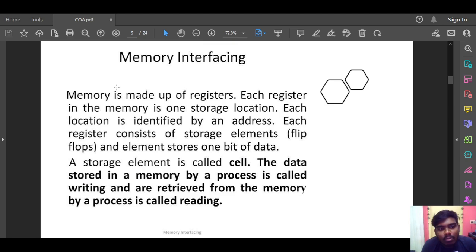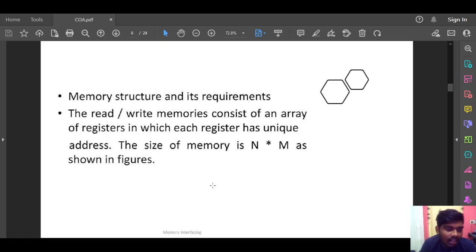Memory interfacing. Memory is made up of registers. Each register in a memory is one storage location. Each location is identified by an address. Each register consists of storage elements, flip-flops. It is the smallest storage in which we can store data, and an element stores one bit of data. A storage element is called a cell. The process of storing data in a memory is called writing, and the process of retrieving data from the memory is called reading.